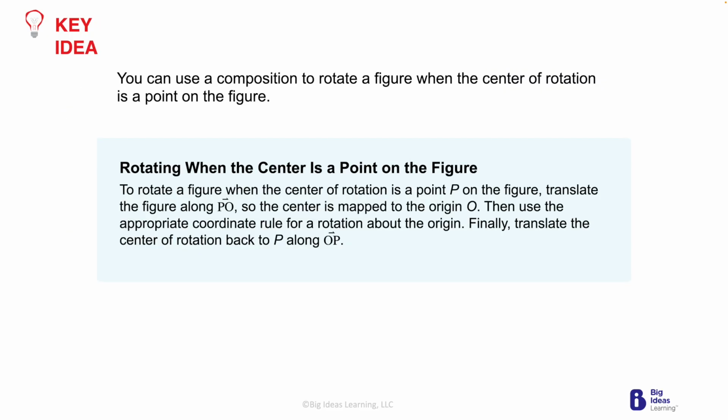So now you can use compositions to rotate your figures when your center of rotation is actually on the figure. Because so far it's been around the origin or some other location. So now it's going to be a point on the figure. So what you're going to do is you take your figure, you're going to translate it so that the center of rotation is on the origin. Then use a rule to rotate it, move it back to where it was.